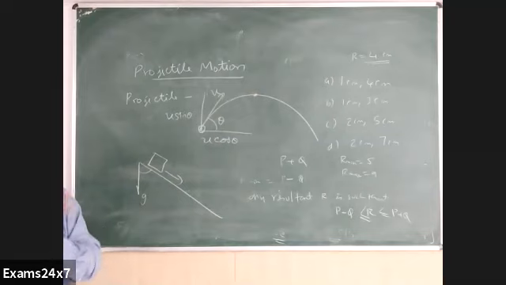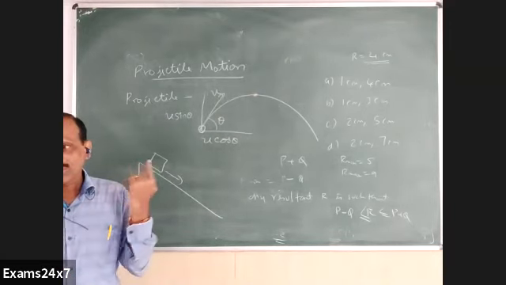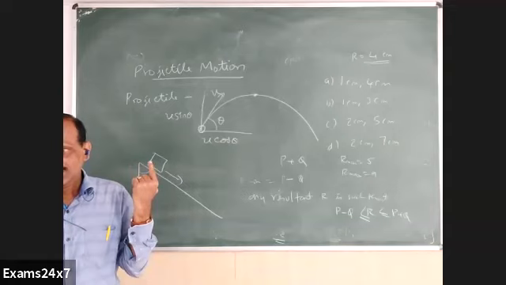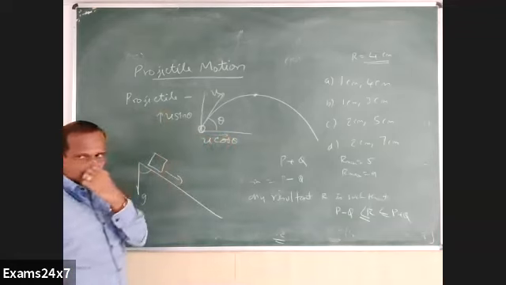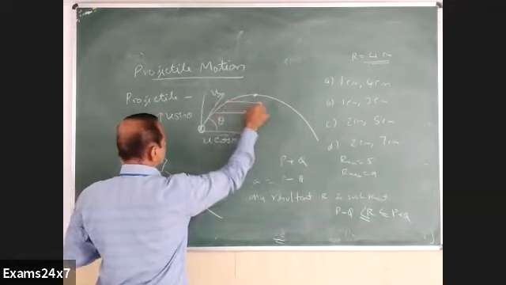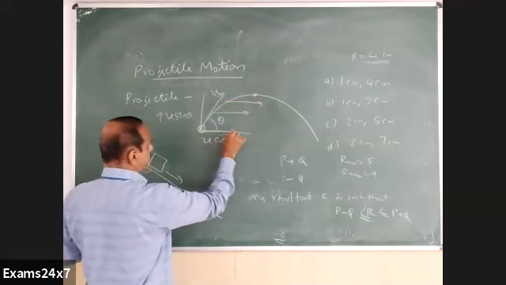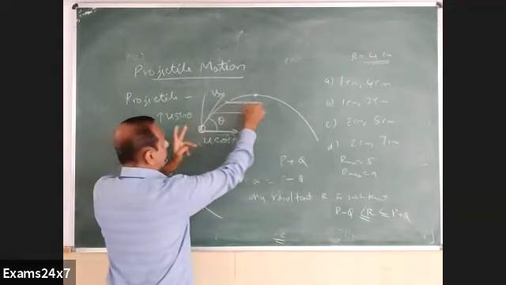Velocity at the highest point is not 0. That's what I have been telling for the last 10 minutes. What is the velocity at the highest point? There are 2 parts in the velocity, u cos theta and u sin theta. U cos theta is unchanged. I will represent it by this line. This is the u cos theta representative. This much length I should give. See the figure here what I have drawn.